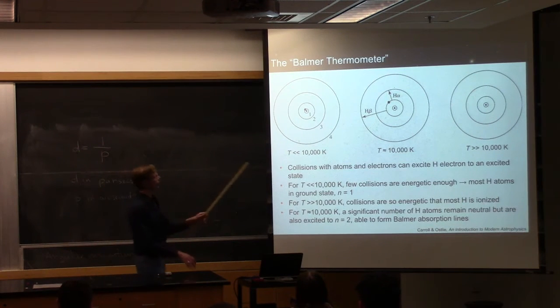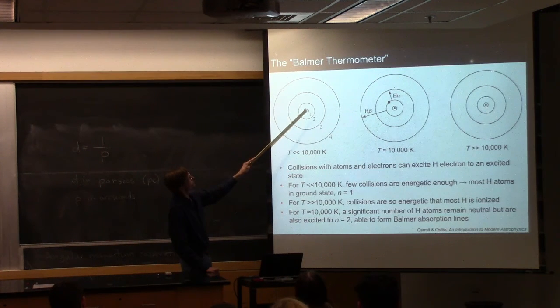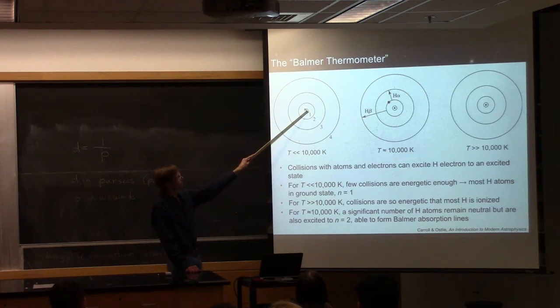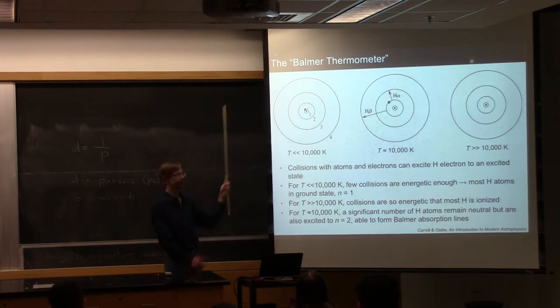In a cool star, not enough collisions are energetic enough to kick electrons up to the n=2 state, and so virtually all of the hydrogen atoms have their electrons sitting in the n=1 state, the ground state, where they can't make Balmer lines.